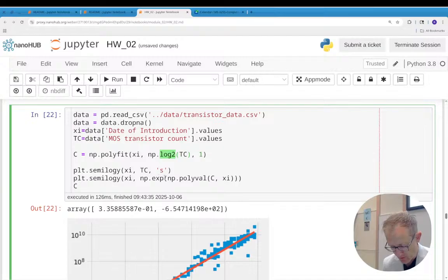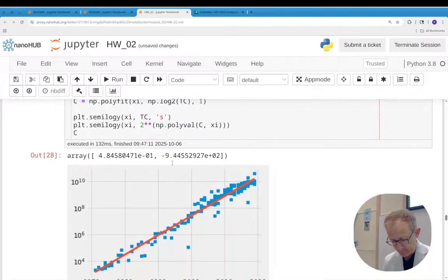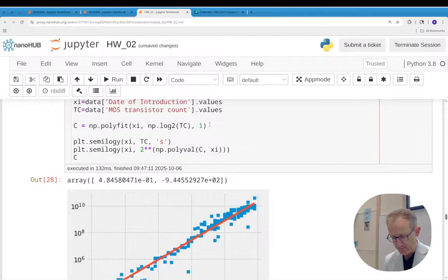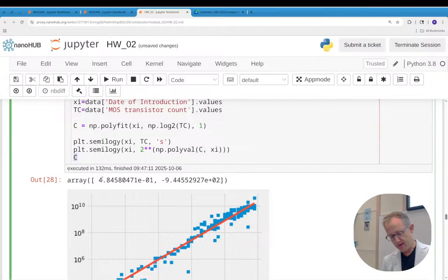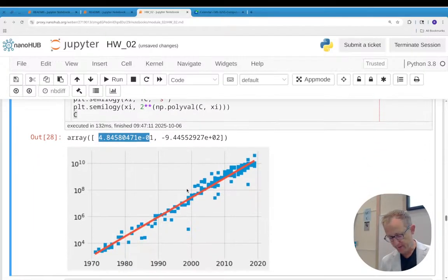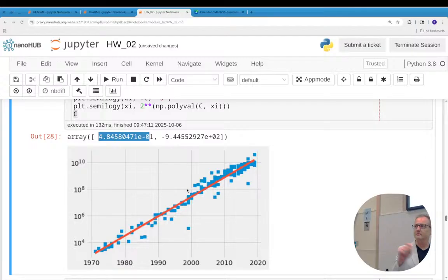So there's also log2. You can take log base any number, right? So if I take the log base 2 of all the transistor counts and then do a fit, then my coefficients are 0.485 and negative 9.45. Still the same slope, because all I'm doing is putting it into a log scale and then taking it out and then putting it back in.